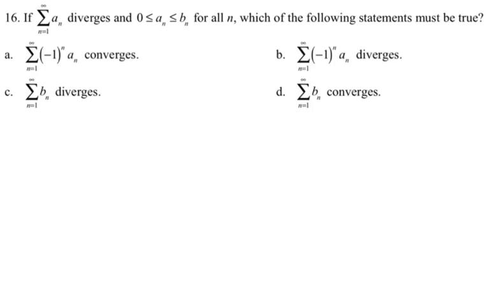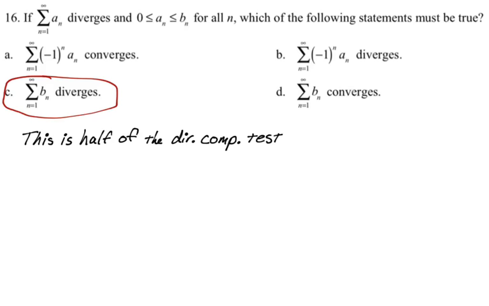If the sum of a sub n diverges and 0 is less than or equal to a sub n is less than or equal to b sub n, so a sub n is in the middle, and a sub n diverges for all n, which of the following statements must be true? So this is actually like just half of the direct comparison test. So I know that b sub n diverges. And the reason I knew that is because I know the direct comparison test.